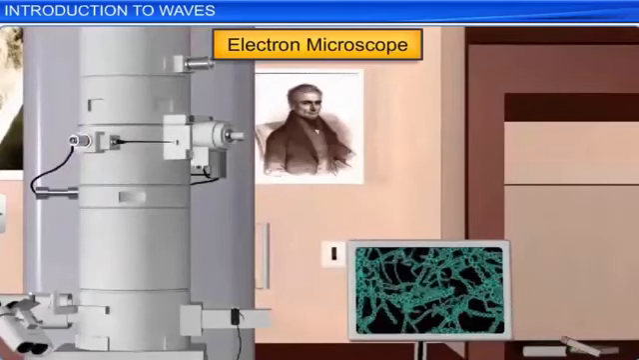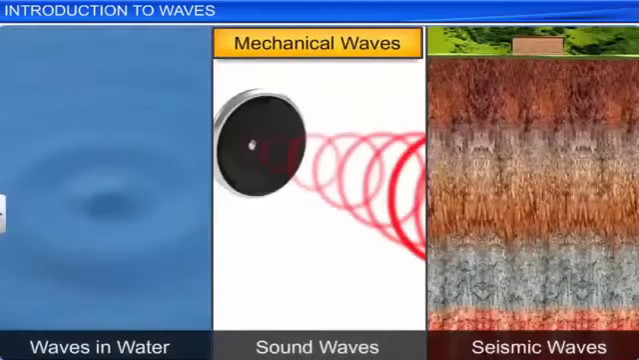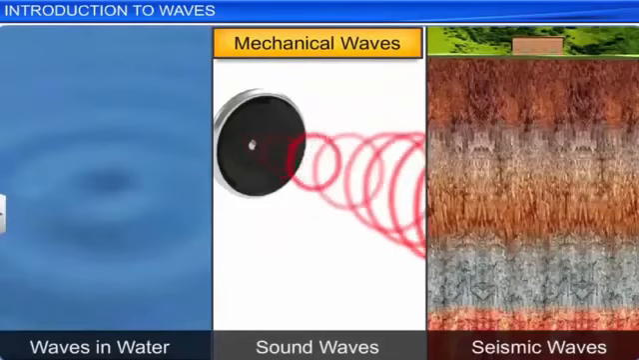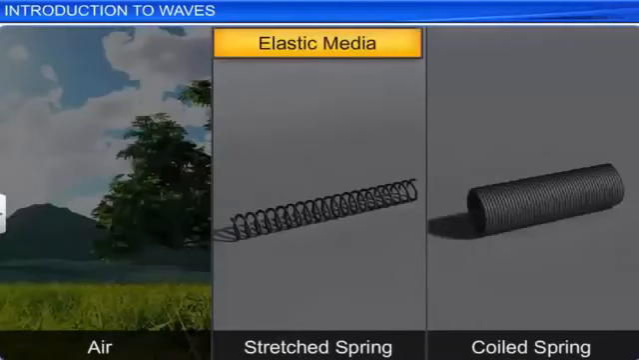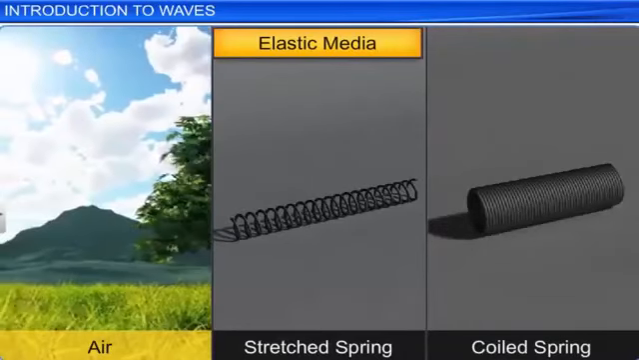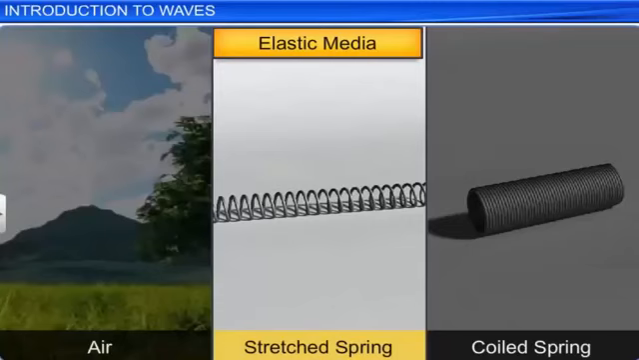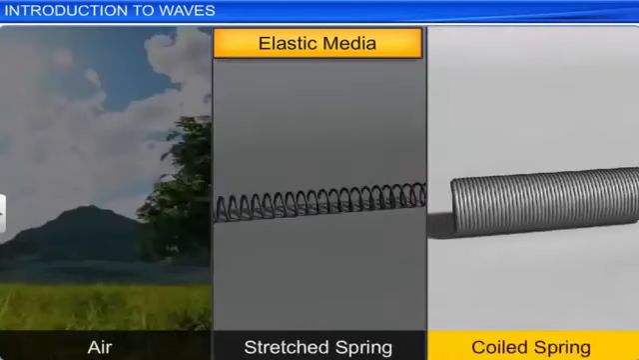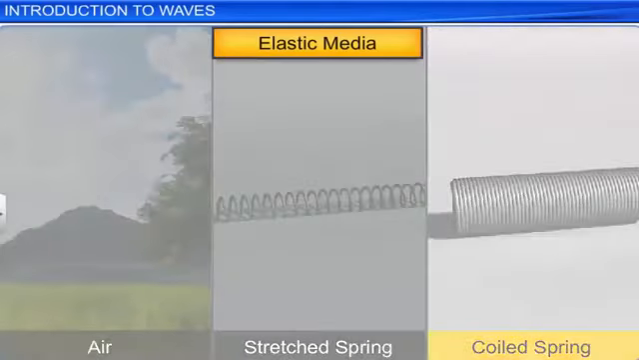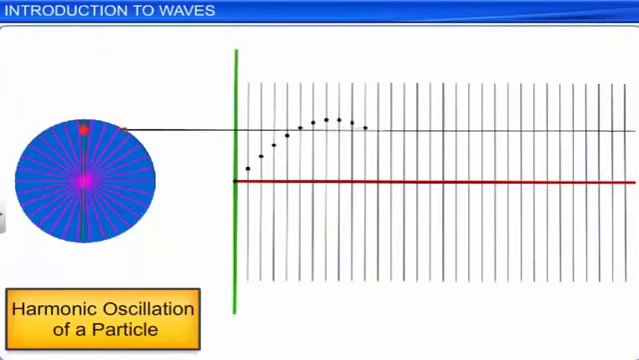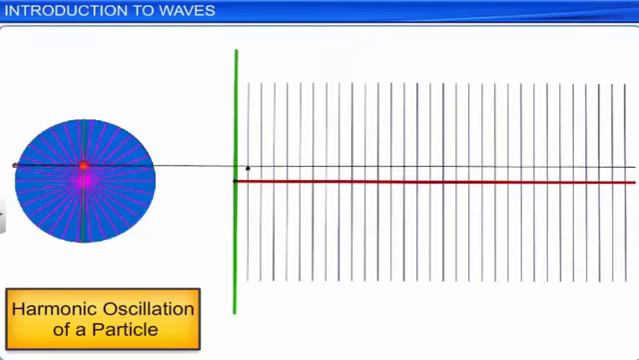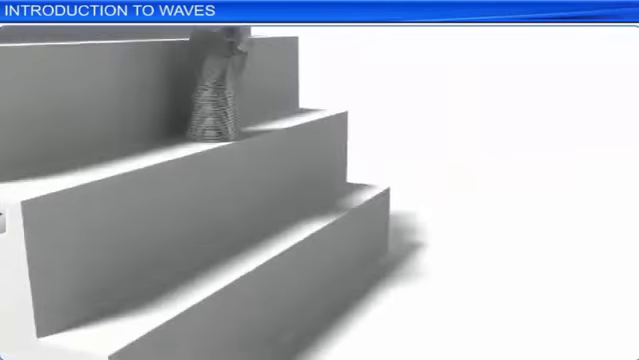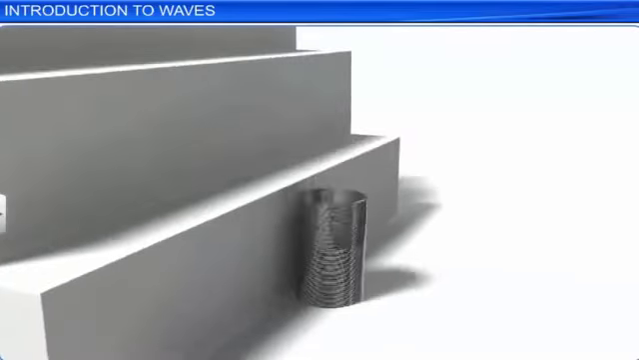Waves in elastic media, that is air, stretched springs, coil springs, etc., are intimately connected with harmonic oscillations, which constitute mechanical waves. To understand this better, let's consider the example of a slinky. When one end of the slinky is fixed and a slight disturbance is created at the free end, we observe the disturbance carried to the fixed end of the slinky.